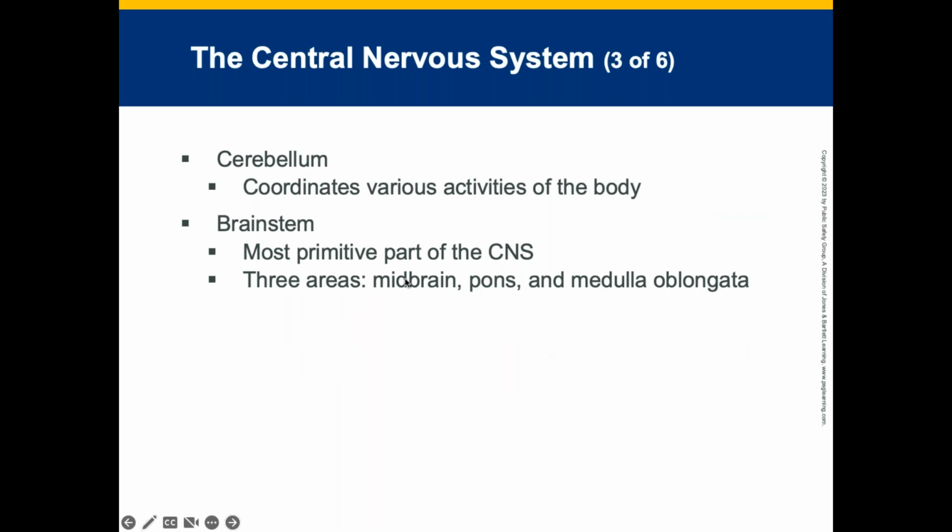The cerebellum, which is called the athlete's brain, coordinates various activities of the body, particularly body movement. Like the brainstem, the most primitive part of the central nervous system. It's the best protected part of the CNS, and comprised of 3 different areas: the midbrain, the pons, and the medulla oblongata. The reticular activating system, or the RAS, is in the midbrain, which keeps you conscious.